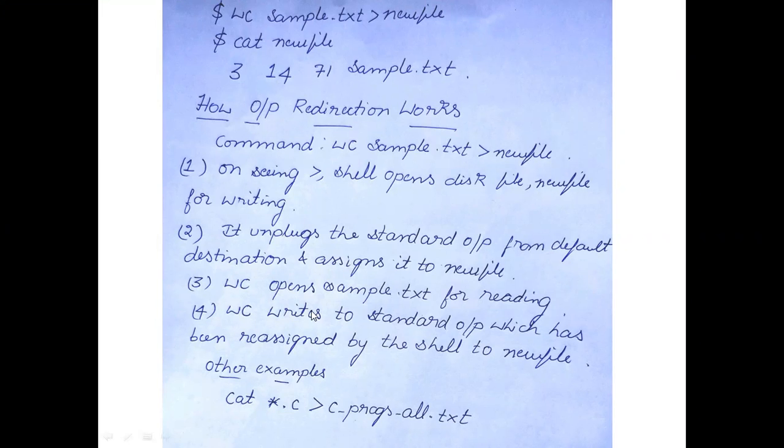So now WC will open sample.txt for reading, then WC will write your standard output, writes to standard output. So if it is writing to the new file, it is because you are nothing but writing to standard output.